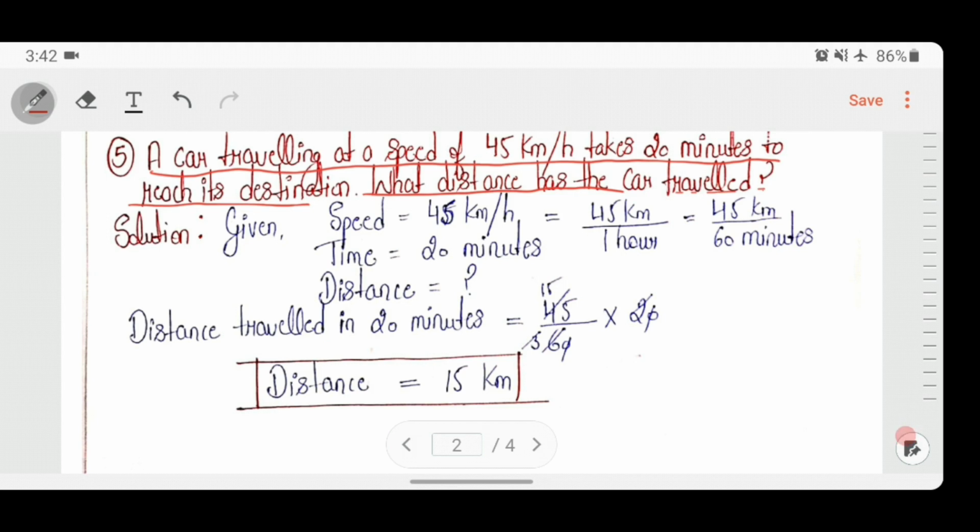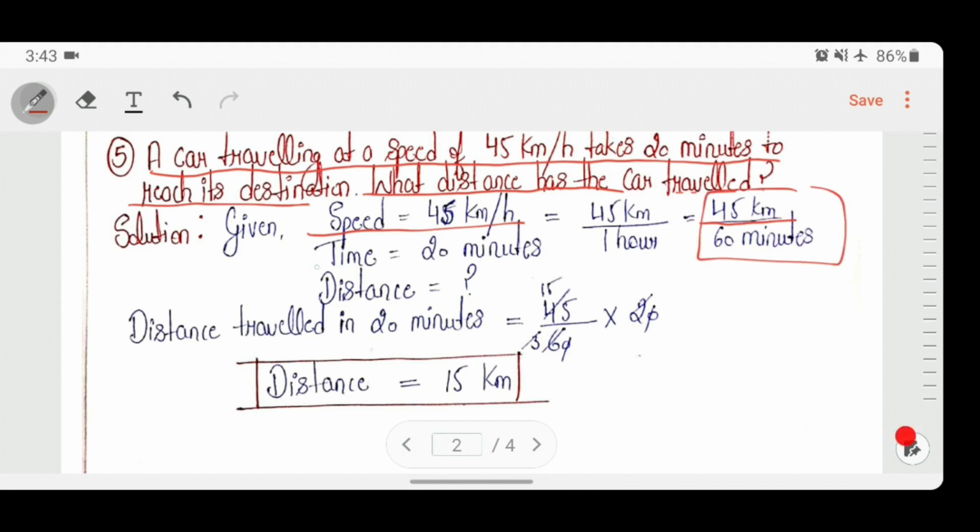So first of all we have to write all the given quantities in the question. We have been given the speed of the car, which is 45 kilometers per hour, but the time is given in minutes. So we have to convert the time into minutes. 45 kilometers per hour means 45 kilometers per 60 minutes. So this is how we can convert the time into minutes.